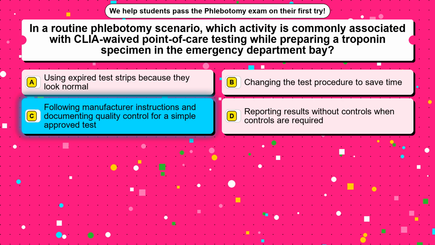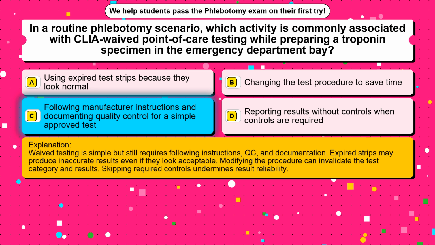The correct answer is option C. Following manufacturer instructions and documenting quality control for a simple approved test. Waived testing is simple but still requires following instructions, QC, and documentation. Expired strips may produce inaccurate results even if they look acceptable. Modifying the procedure can invalidate the test category and results. Skipping required controls undermines result reliability.